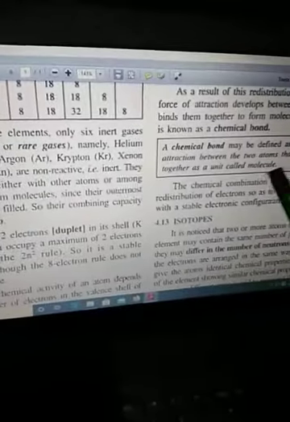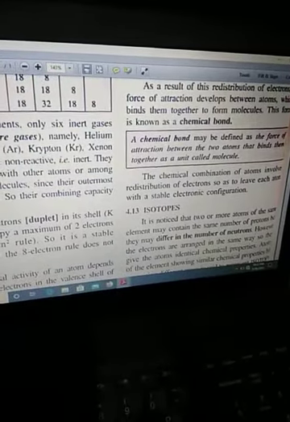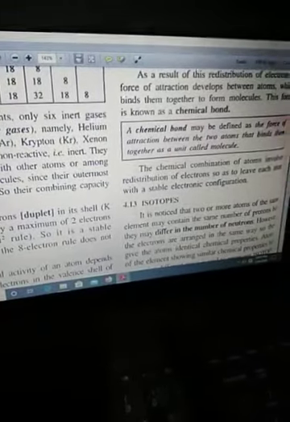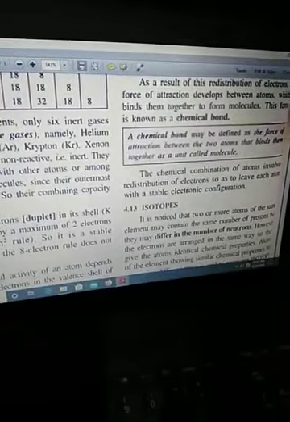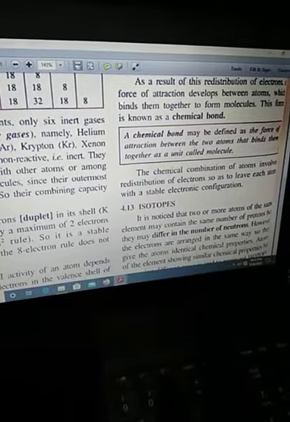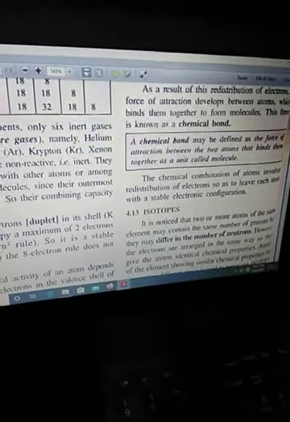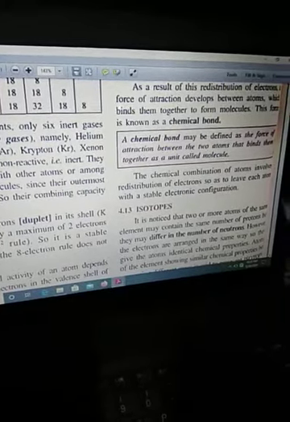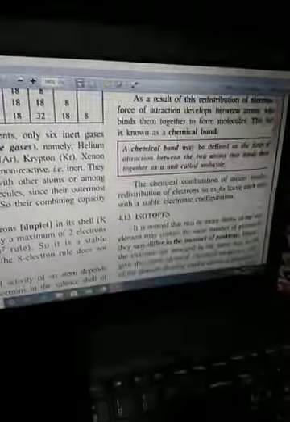There is a term called chemical bond. A chemical bond means the force of attraction between two atoms which holds them together as a unit. For example, in the hydrogen molecule H2, we have two hydrogen atoms attached to each other by a force of attraction, that we call a chemical bond.